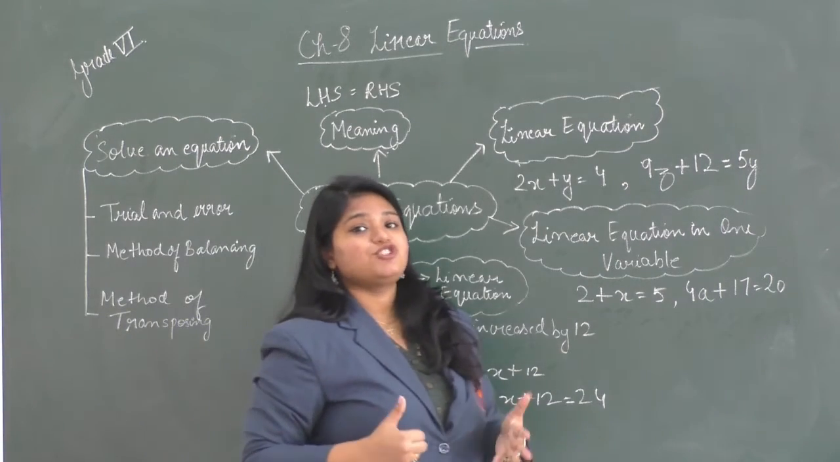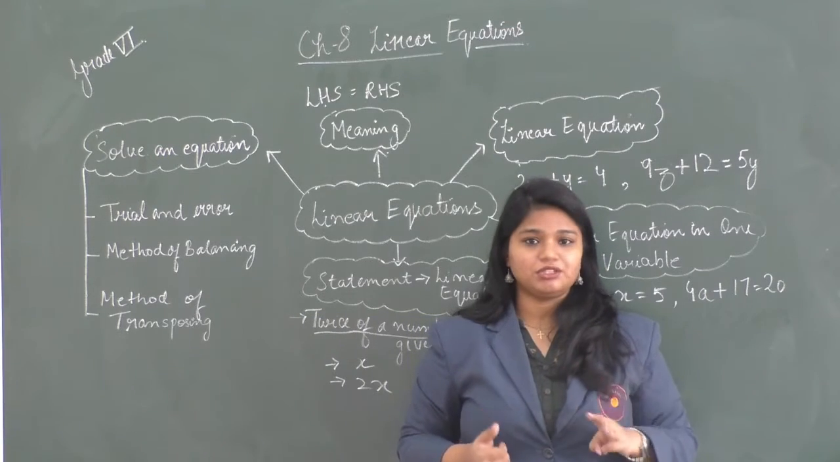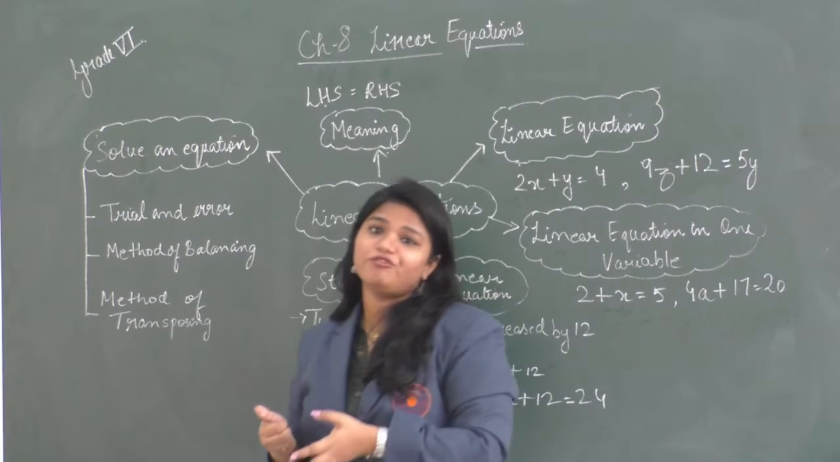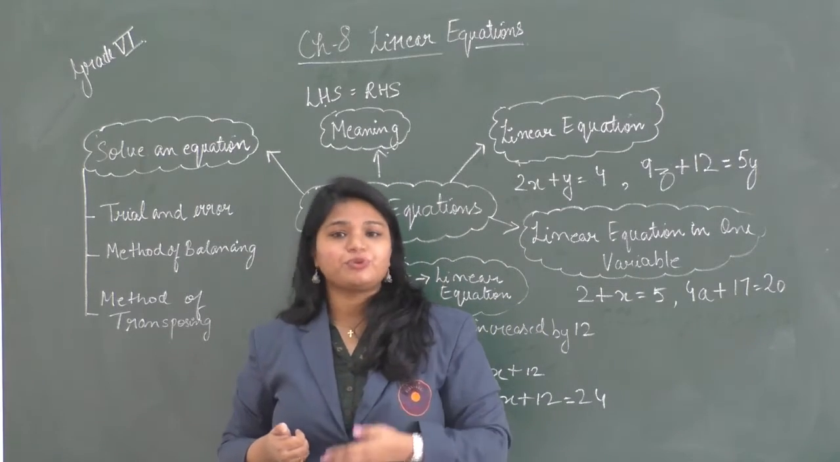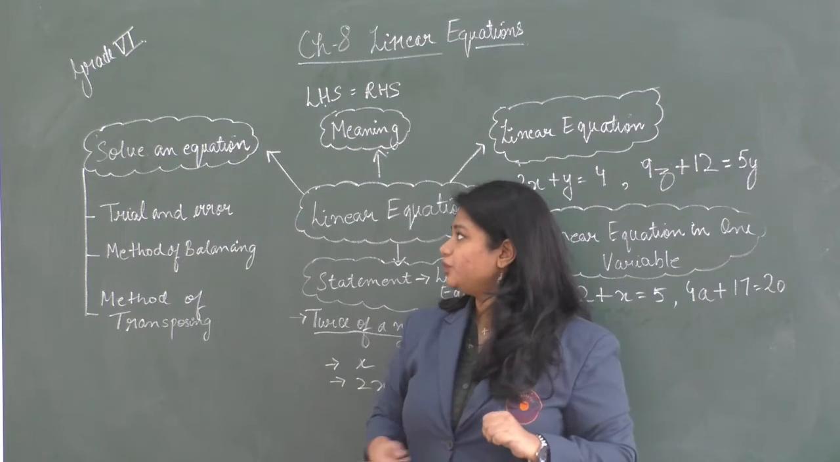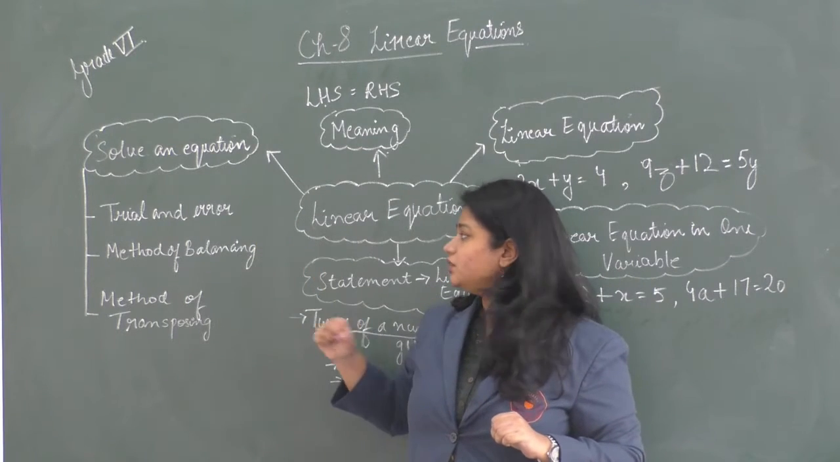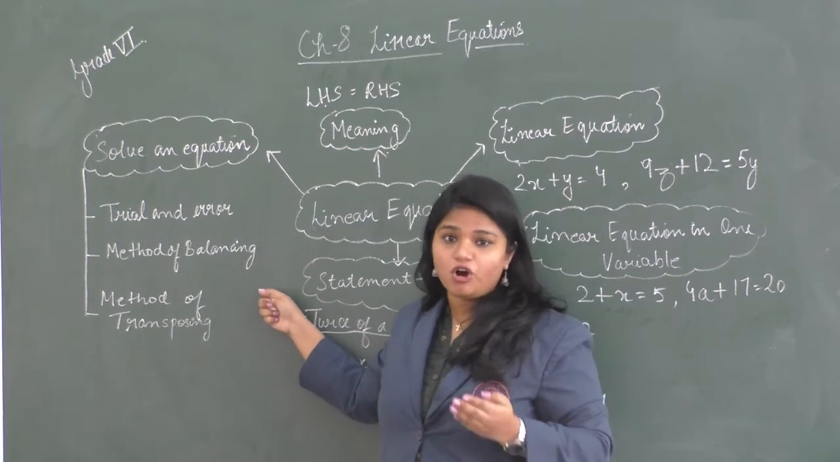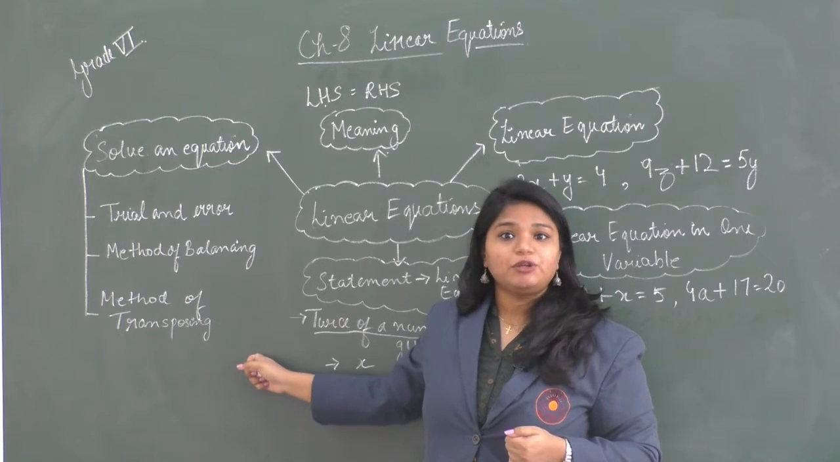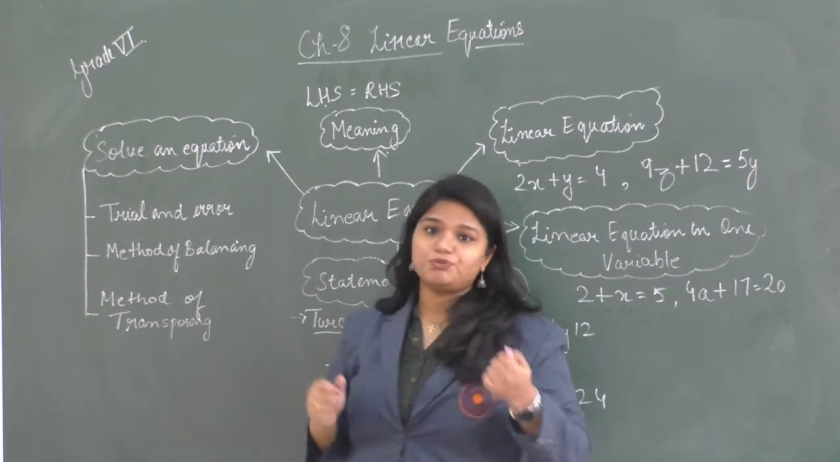Now further in the chapter we learned 3 methods to solve these equations. We learned how to find the solution of the equation, which is also known as the root of the equation. The 3 methods that we learned were the trial and error method, the method of balancing, also known as the balancing method, and the last method was the method of transposing.